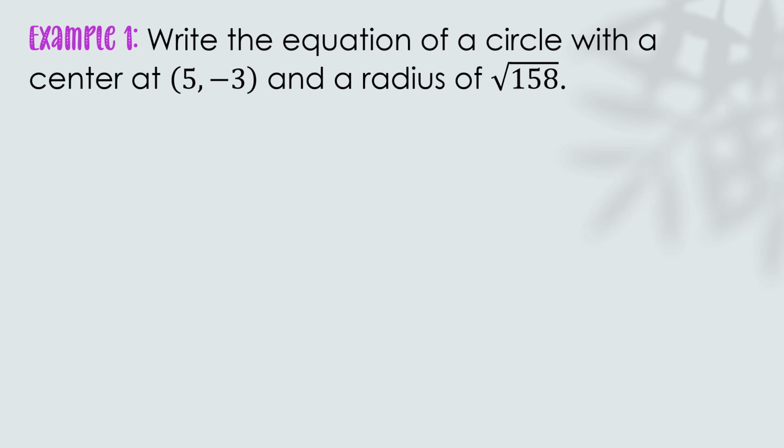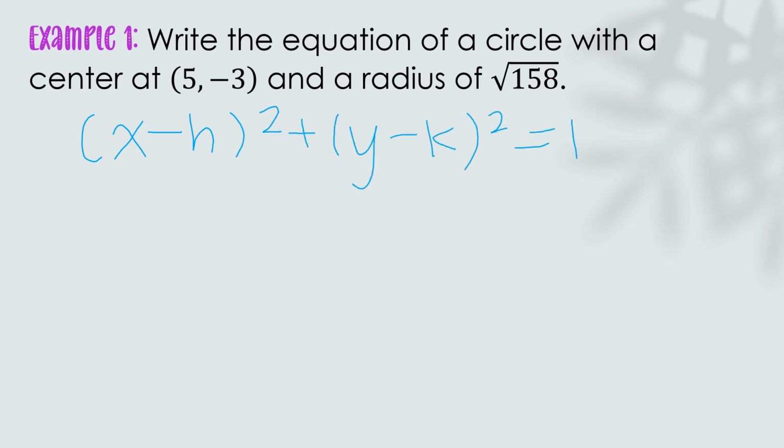All right, so we're going to write the equation for a circle. It has a center of (5, -3) and a radius of square root of 158. So I'm going to start by just writing the equation out. So we have (x - h)^2 + (y - k)^2 = r^2.